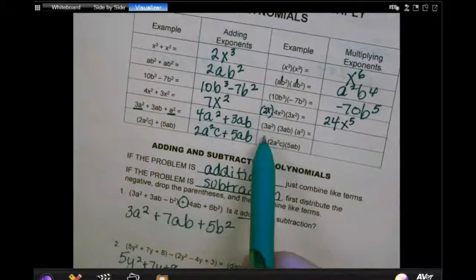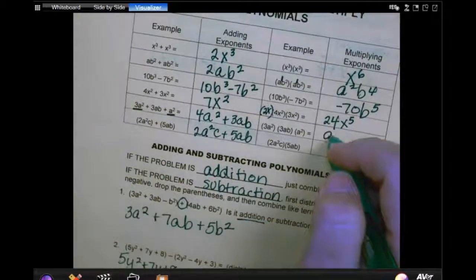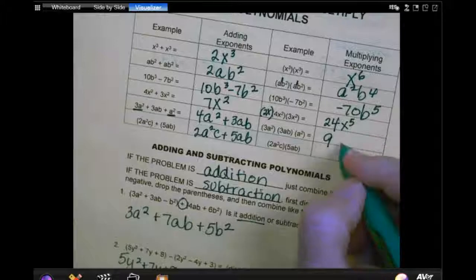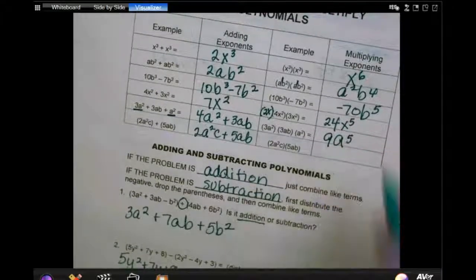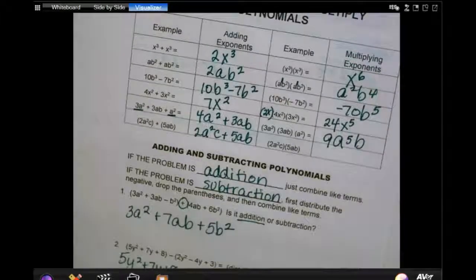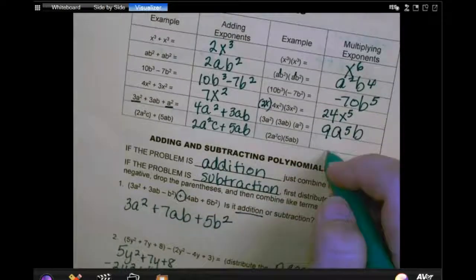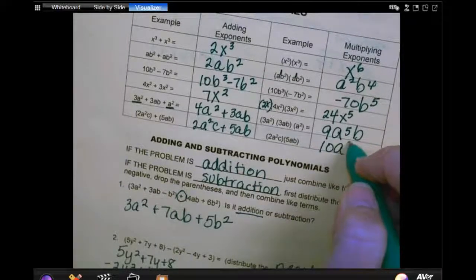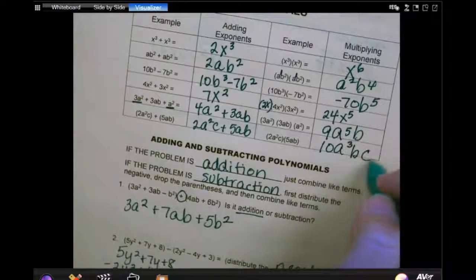So when I multiply here, 3 times 3 gives me 9. I have 2, 1, and 2. So again, I get a to the fifth. But what do I have to remember to put on the end? B. And when I multiply here, I get 10, a to the what? Third, b, and then c.